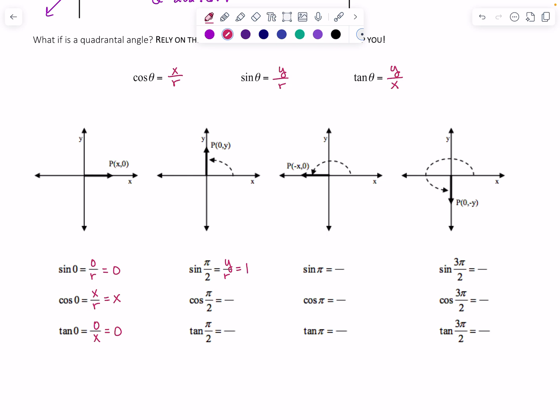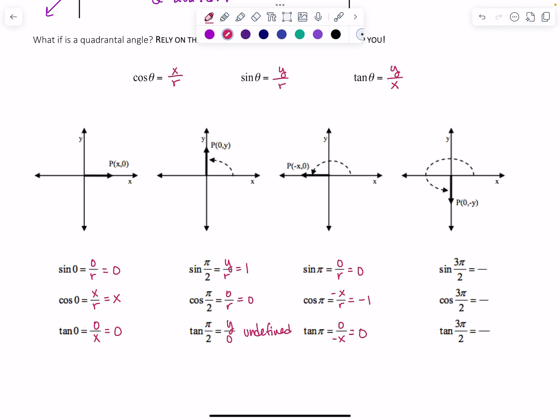Our cosine of theta is going to be 0 over our radius, which is 0. Tangent pi over 2 is going to be our y over 0, and we can't divide by 0, so that's undefined. Sine of pi is equal to 0 over our radius, which is still just 0. Cosine of pi is going to be now negative x over our radius, which is going to be negative 1.